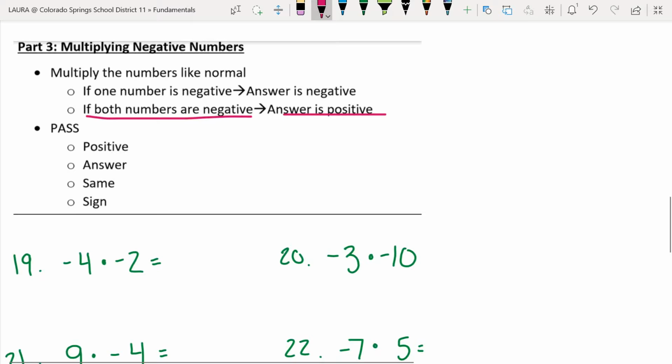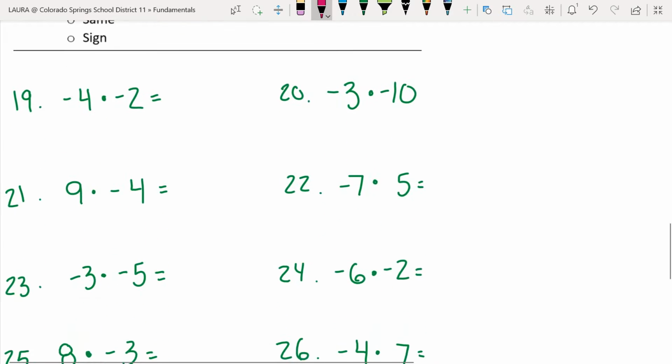Just as a reminder of our rules, when we multiply negative numbers, we just multiply like normal. To assign our answers, it depends on how many negative numbers were in the problem. If there's one negative number, the answer is negative. If both numbers are negative, the answer is positive. Or we can remember PASS, that positive answers are the same sign. So these are just the last ones.